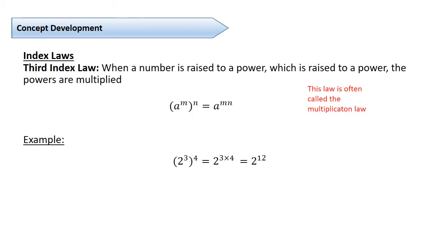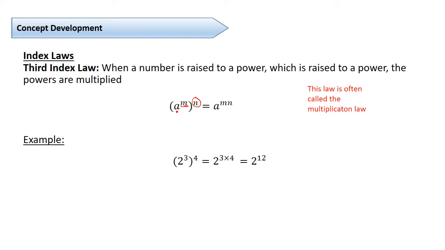Okay, the third index law, the multiplication law, is as follows. As usual guys, I'll get you to copy these down into your notebooks. When a number is raised to a power, which is raised again to a power, the powers are multiplied. So if we have a look at the example, we have the number a, raised to the power of m, and then raised again to the power of n. The result is a to the power of m times n.